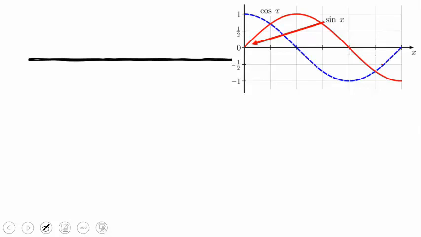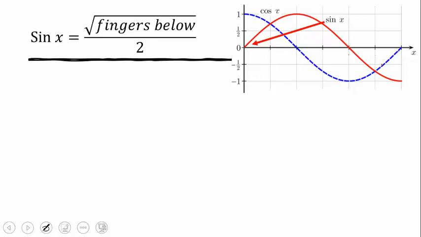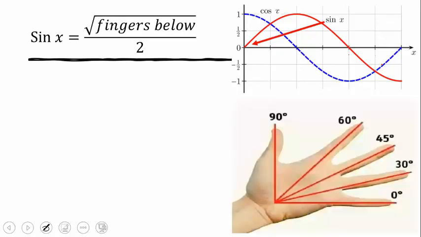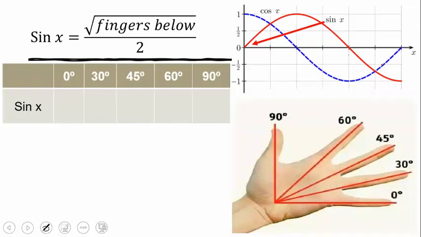So we can write a formula for sine: sine of x, where x is the angle, is equal to the square root of the fingers below, divided by 2. We have to count the fingers which are below the given angle. Now we just have to put in the angle and count the fingers below according to the angle. It will give us the value.